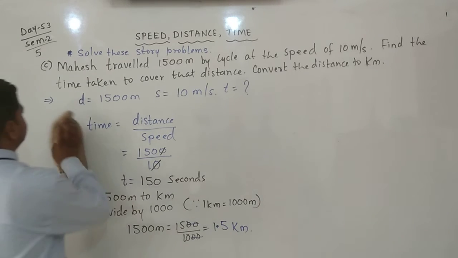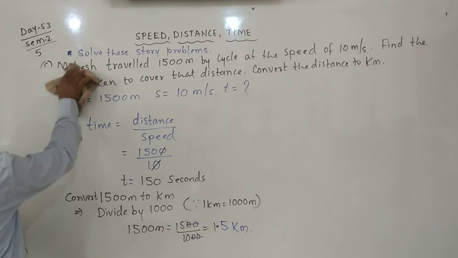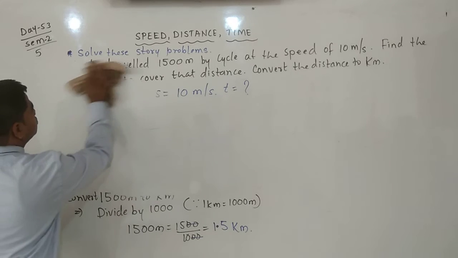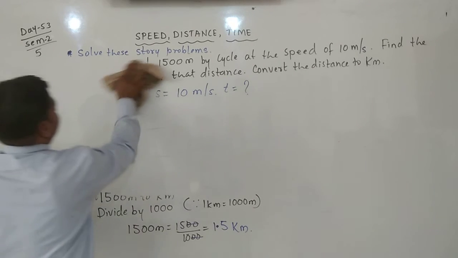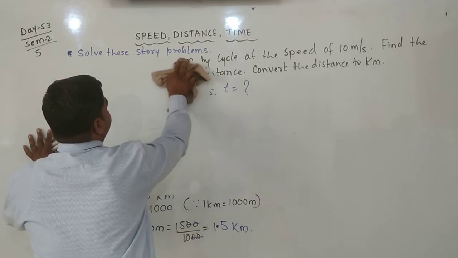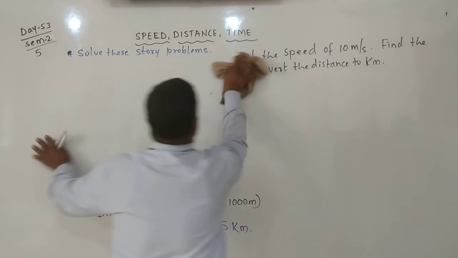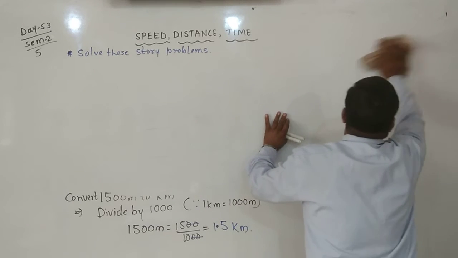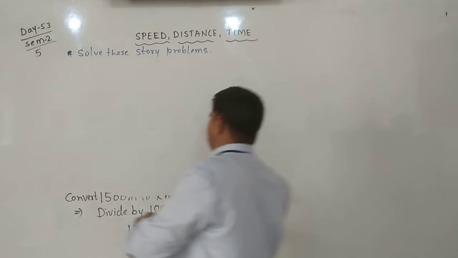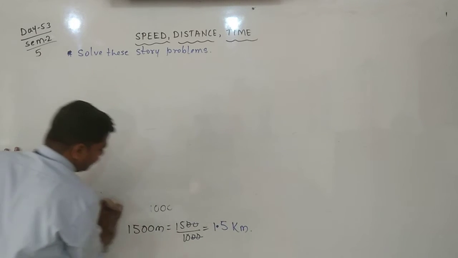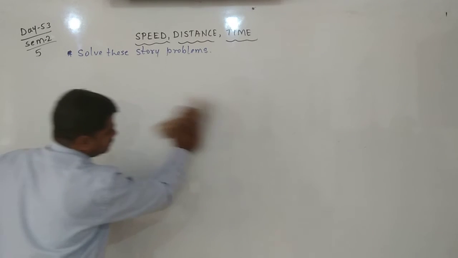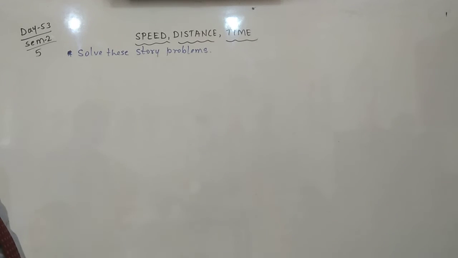After this, you should practice: change the values of time and speed, then find distance, or change the value of distance and time, find its speed. Practice more problems, then the formula will remain in your mind.